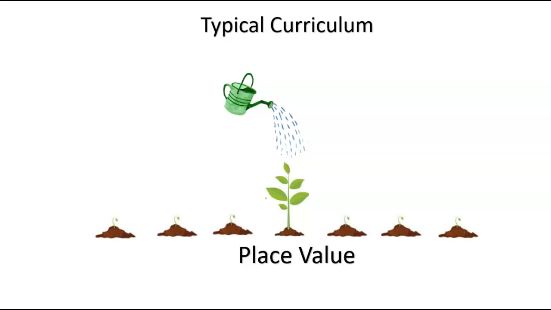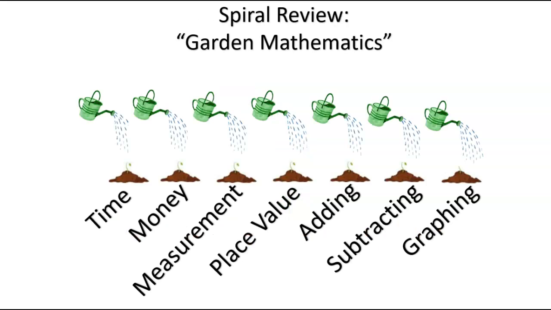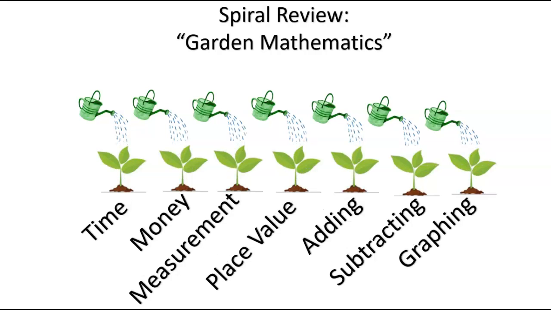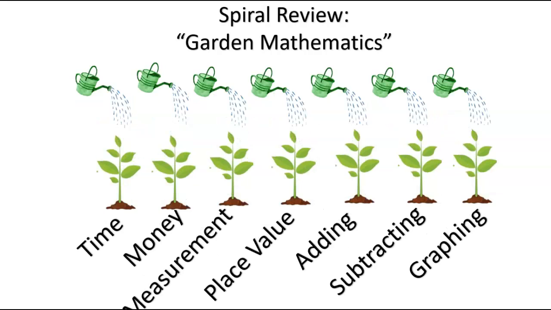So you catch the drift that you're doing one thing at a time. Garden mathematics is a concept where you're going to practice a little bit of everything every time you meet. So you would nourish the concepts of time, money, measurement, place value, adding, subtracting, graphing. You nourish all of it every time you meet. And each time you meet, all those skills are growing, all those skills are thriving, and all those skills are getting stronger. That's the concept of how we are going to be doing our morning meeting.